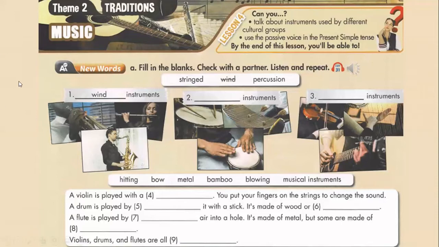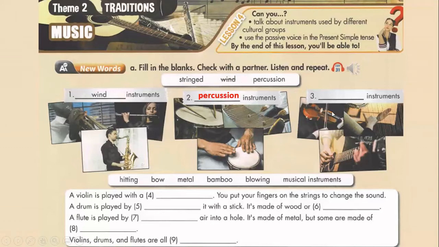Wind instruments. Next, we have number two, percussion instruments. We have examples here. We have drum, we have xylophone. As you can see here, in order for them to make a sound, you have to hit them. It's either with a stick, like the drum, with the hand, or with something, okay? These are what we call percussion instruments.